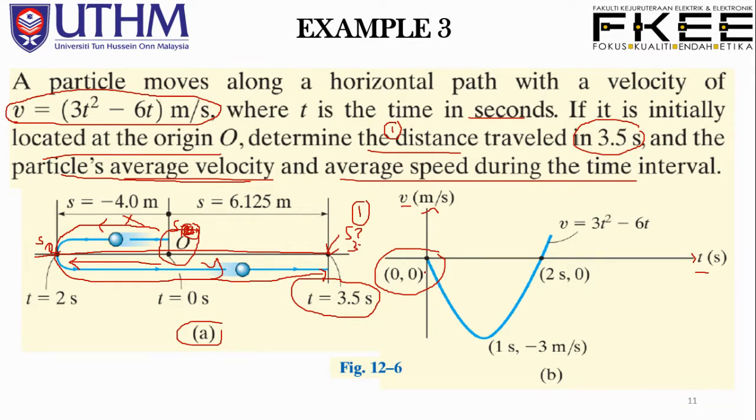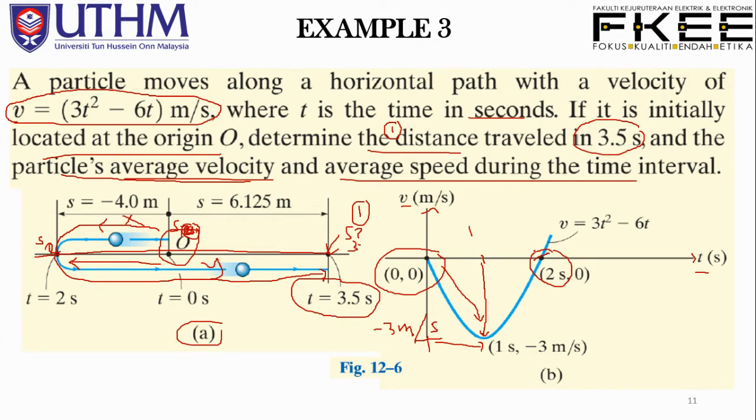So this means this is in the negative direction, backward, or the opposite direction. So this is after 1 second. Okay, after 1 second here, the particle moves at a speed of minus 3 meters per second. Okay, here negative. And then this is at time equal to 2 seconds.